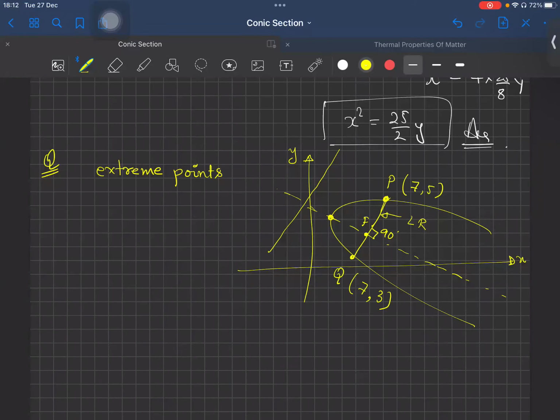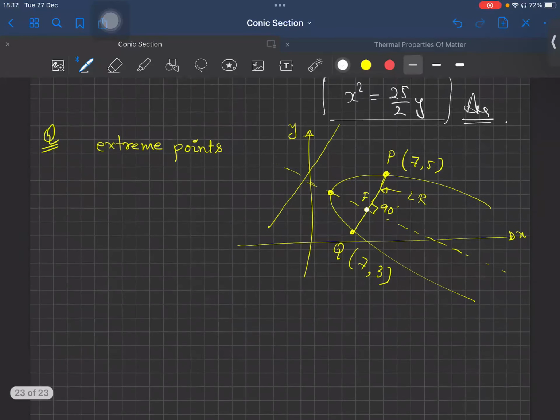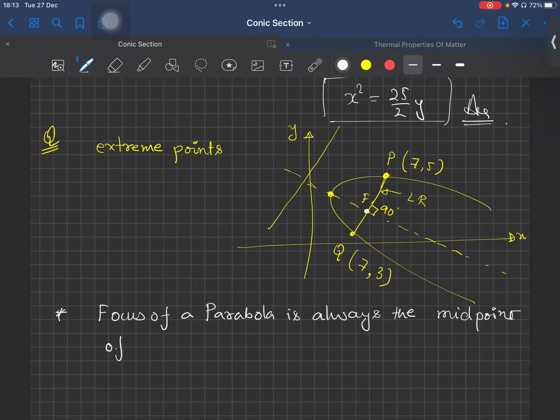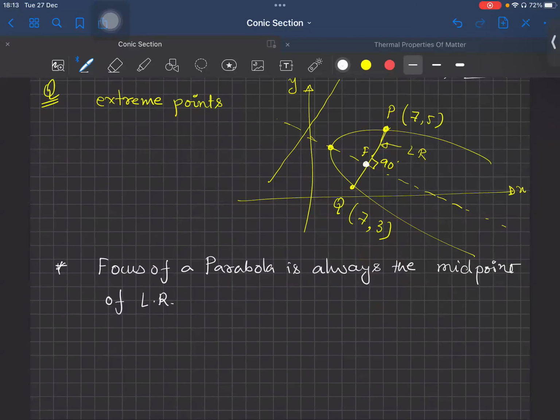Can you find the equation of parabola? See, the focus of a parabola is always the midpoint of latus rectum. Write it down, everyone. Focus of a parabola is always the midpoint of latus rectum, right? Focus is here. So can you find the focus? This is dividing in the ratio 1 to 1. Can you find the midpoint?